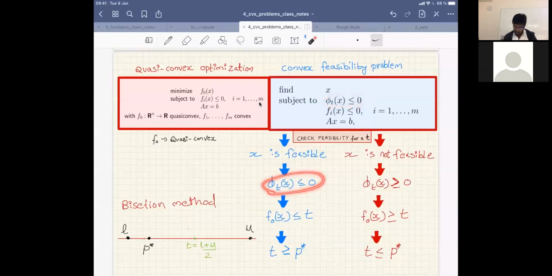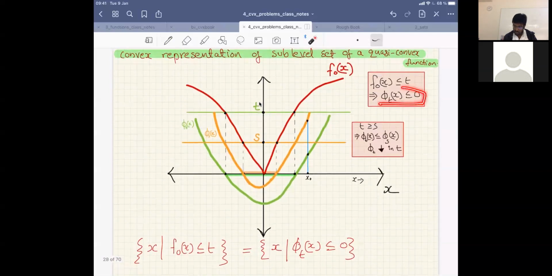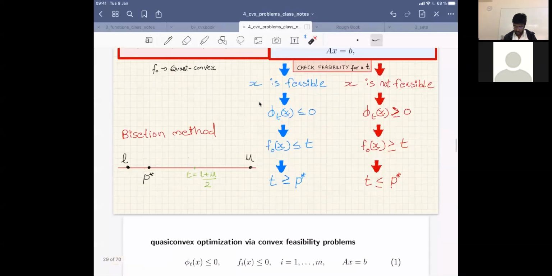What does this mean? If this is less than 0, then my original function f0 of x will be less than t. Now, if the function at the value of x is less than t, what does that mean? That means t is not the minimum. This value t is greater than our optimal value, because the function can take values lower than t. So it's not the optimal value.